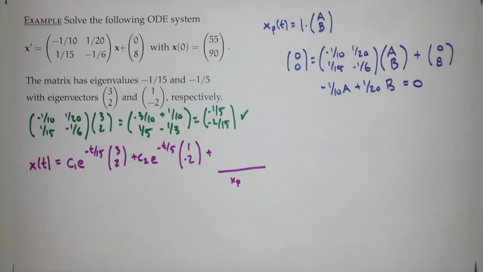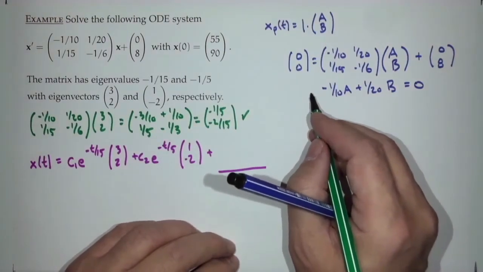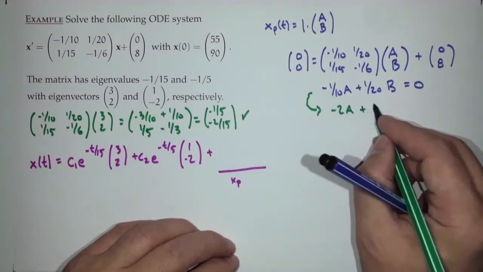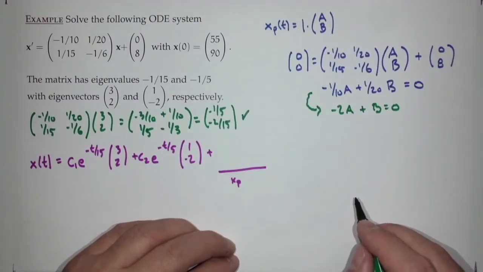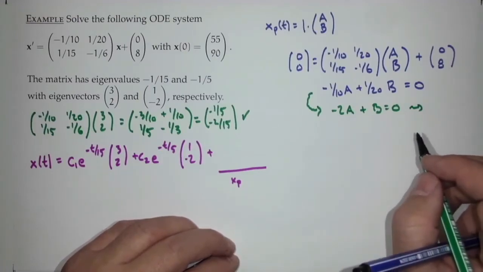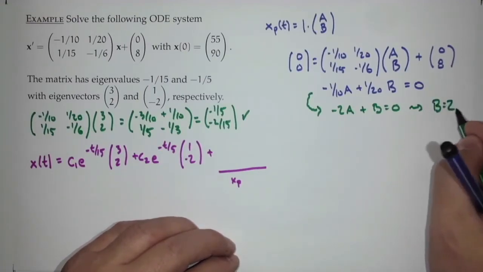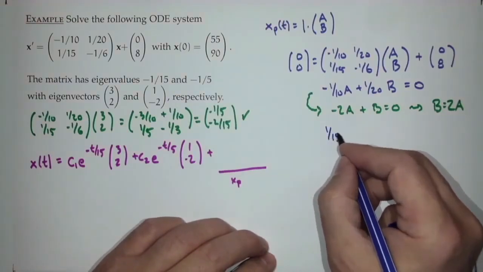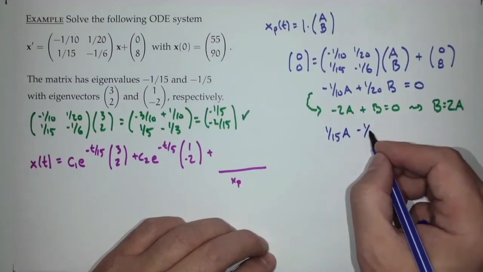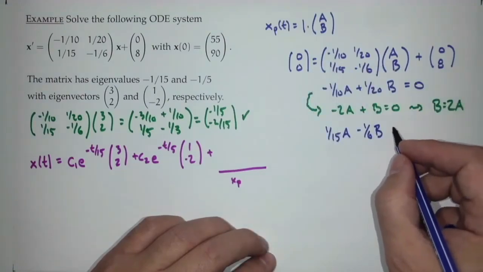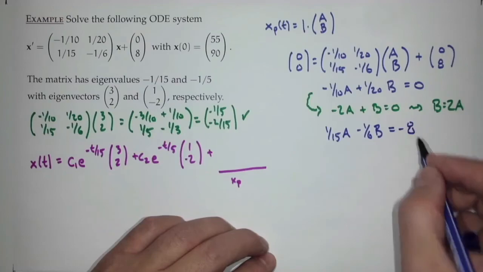Now, before we go to the second line, let's just follow this one through. Let's clean it up. If we get rid of fractions, well, how could we get rid of fractions? Multiply by 20. Minus 2A plus B equals 0. What does that tell us about A and B? B equals 2A. All right, so that's a relationship, and that's just from the first equation. Now the second equation, we'll have 1/15 A minus 1/6 B plus 8 equals 0. So I could just say this equals negative 8.